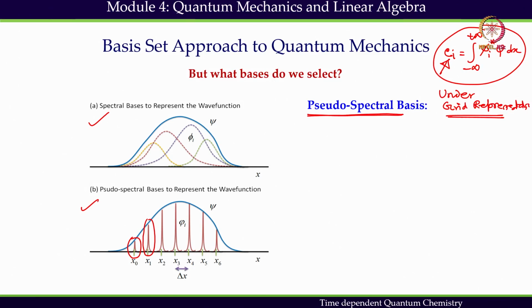I will just repeat one more time. I have the problem domain, this is the x axis, called the problem domain or the position space in one dimension. This position space I will divide into small segments, small grids. Each grid is separated by delta x, and now I have the total wave function which is psi.